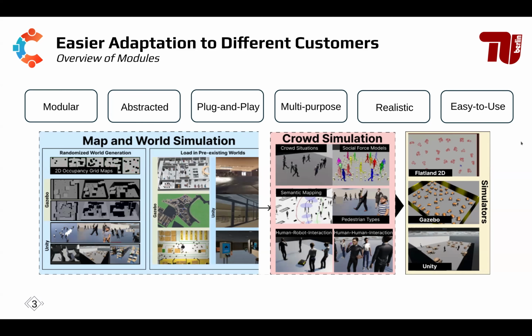Another very essential module is, of course, the crowd simulation, because as I said, in social navigation, you need a very realistic simulation of human behavior, and therefore we also integrated a lot of different social force models. And the very nice thing is we also have the abstraction over 3 different simulators. 2D, we have Gazebo and Unity, and with our latest edition, we also have ICRA.